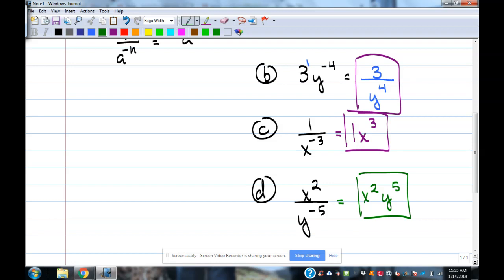When we move it from the denominator to the numerator, the negative exponent property says that changes the sign. So we move from the bottom to the top, it changes signs, or move from the top to the bottom, it'll change signs. That's what that property does for us.